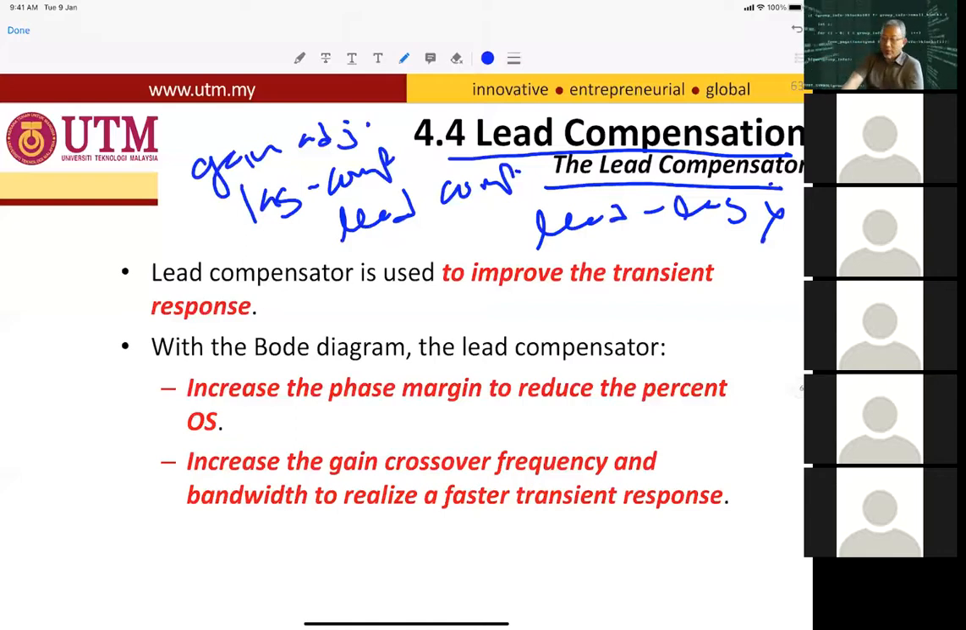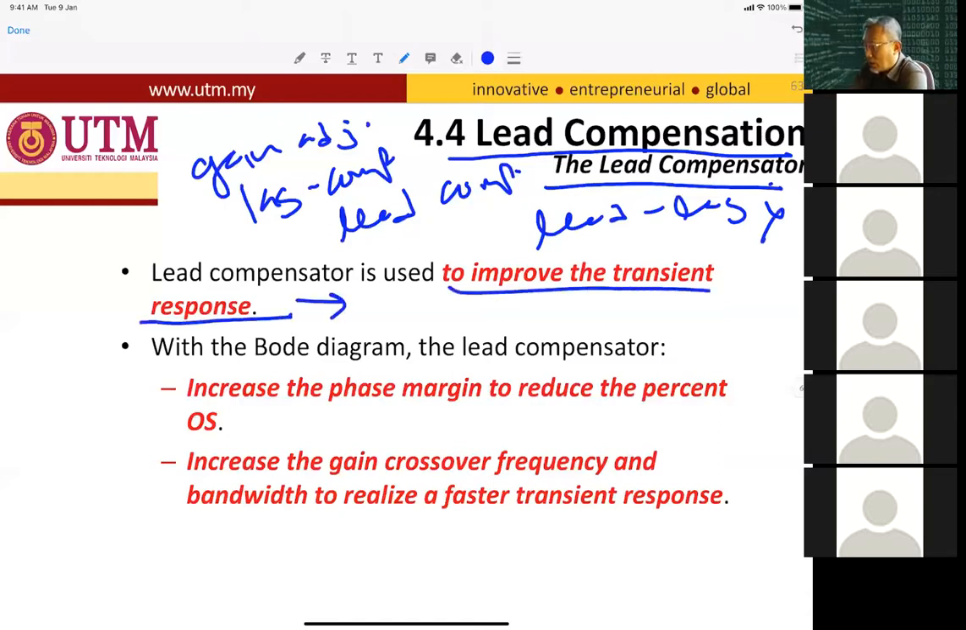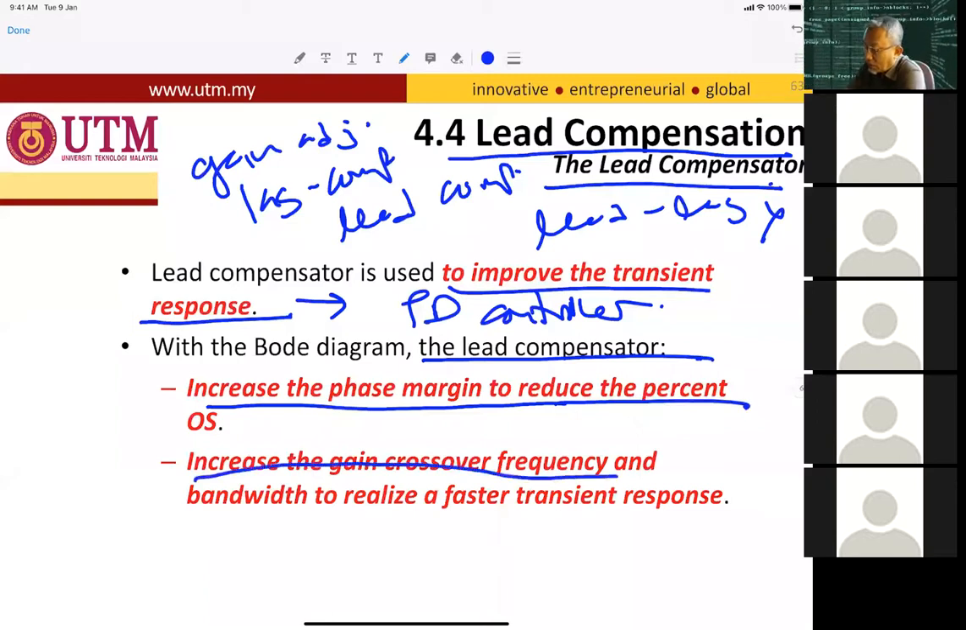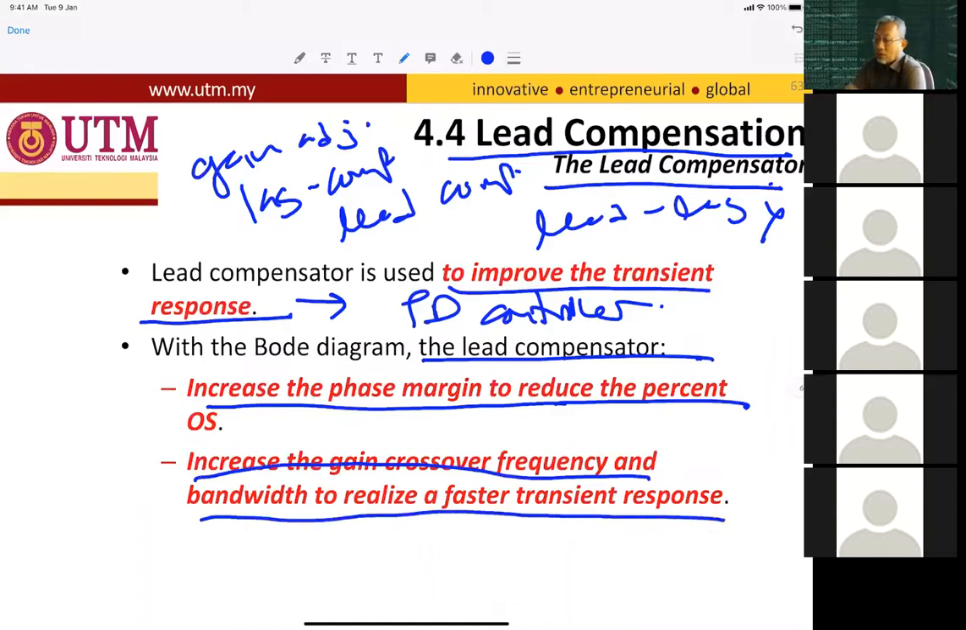So the lead compensator is the third compensator, used to improve the transient response. This is equivalent to the PD controller. With the Bode diagram, the lead compensator will increase the phase margin to reduce the overshoot percentage, and increase the gain crossover frequency and bandwidth to realize a faster transient response. This is the impact of the lead compensator.